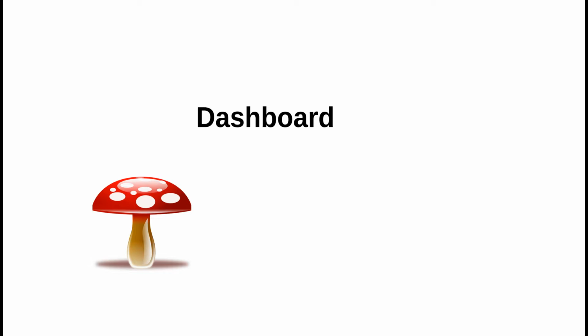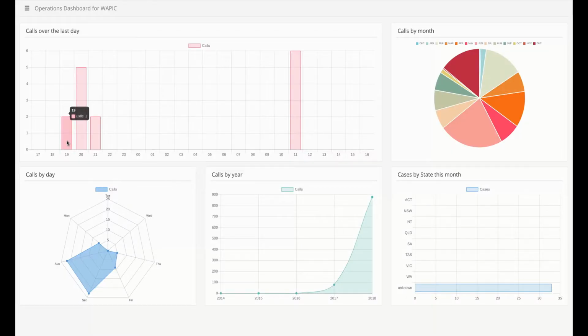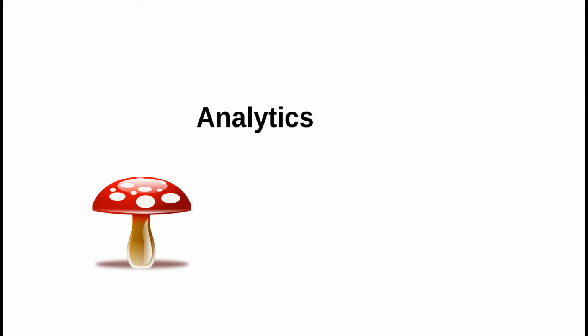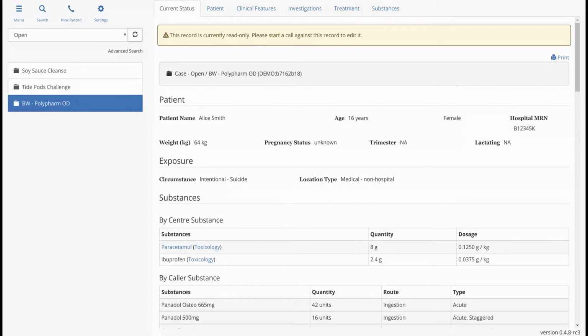So other features we got there. So we have a dashboard. This gives information about operational things. So number of calls in the last day, calls by month, calls by day of the week, calls by year, and we would have calls by state. That was just put up for an Australian PIC. Obviously, in other areas, we could break that down by other regions. And clearly, there hasn't been many calls in this case.